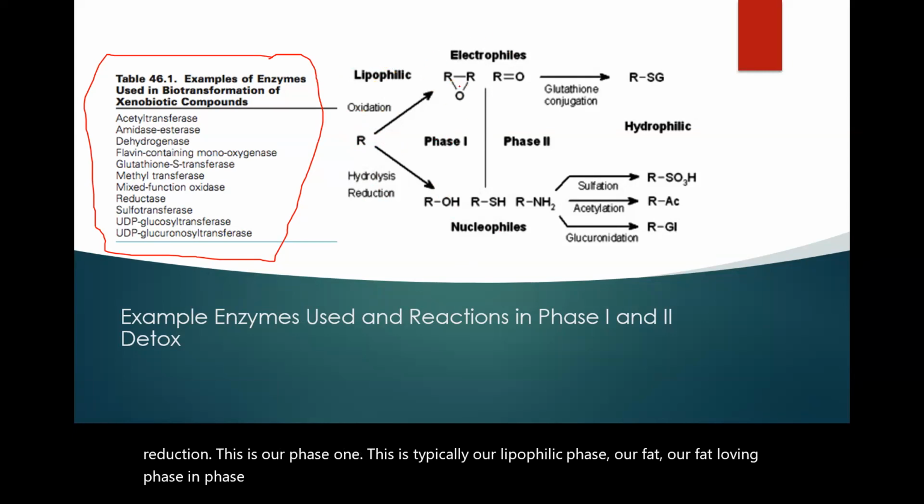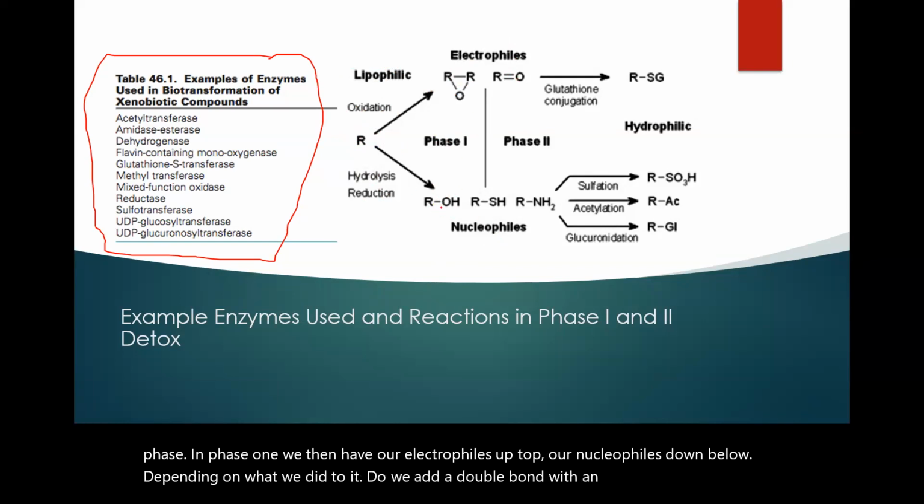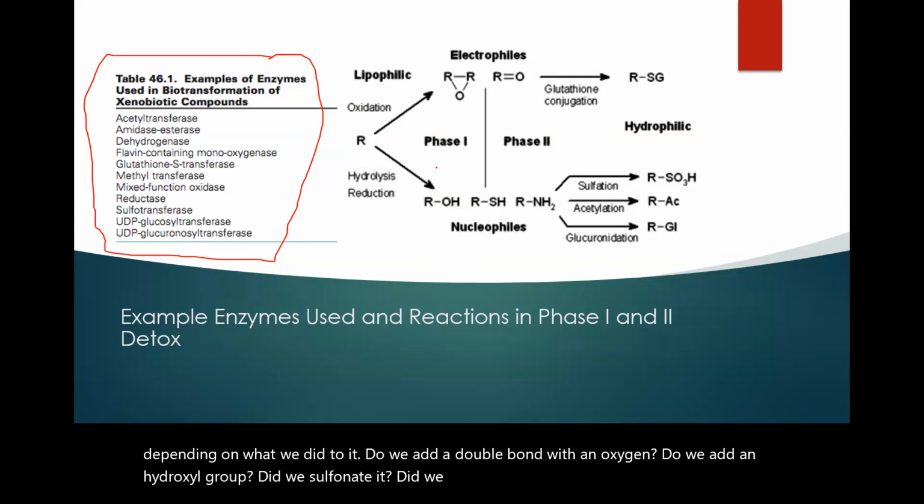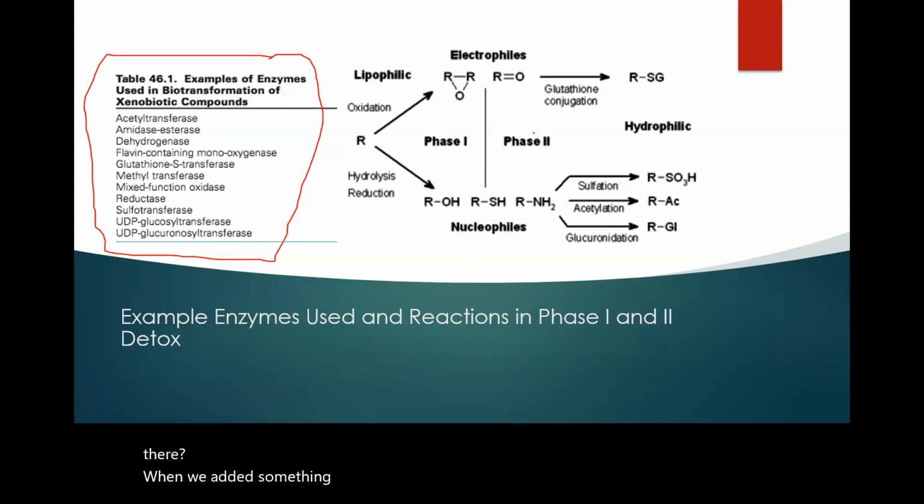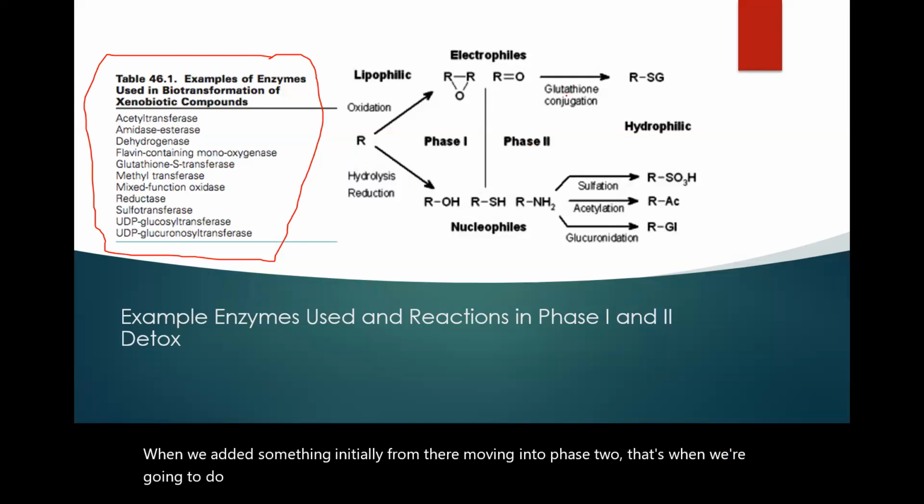We then have our electrophiles up top, our nucleophiles down below, depending on what we did to it. Did we add a double bond with an oxygen? Did we add a hydroxyl group? Did we sulfonate it? Did we add an SH group? So what did we put on there when we added something initially? From there, moving into phase 2, that's when we're going to do our conjugation. So we're going to neutralize this component that we already added something to.